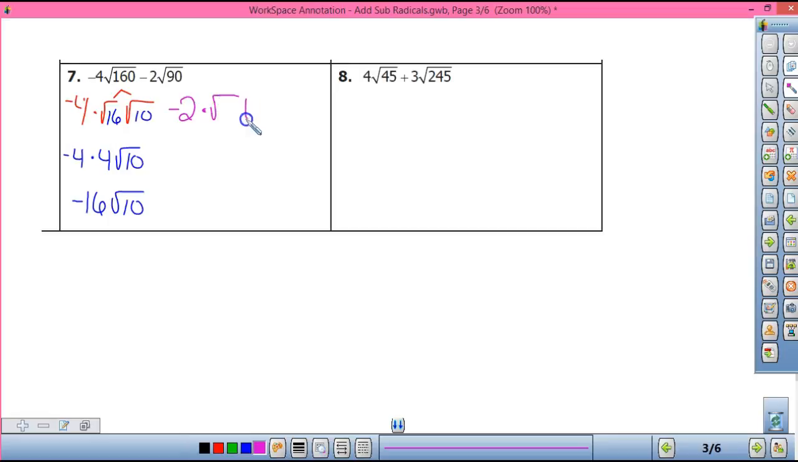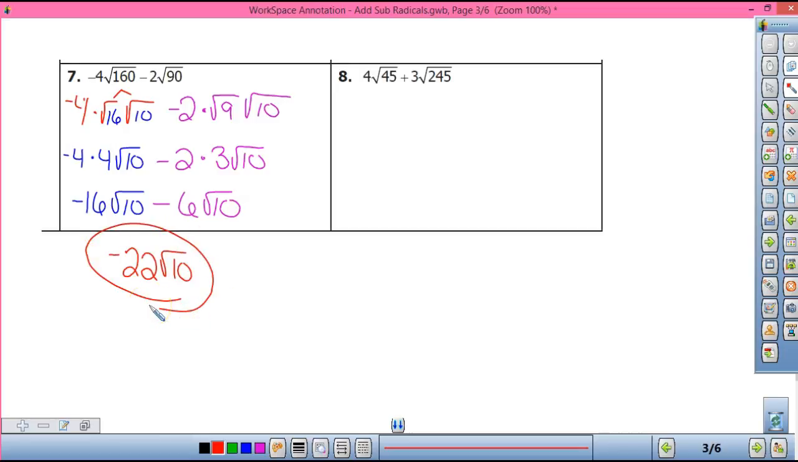So minus 2 and 90 can go into 9 and 10. So that's a good sign. So 2 times 3 root 10 gives me minus 6 root 10. Combine those guys, I get negative 22 root 10. Be careful with that because it's a negative 16 minus 6. I think some of us were taking 10 minus 6 or negative 16 plus 6 to get that 10. So be careful with that because that's that minus.